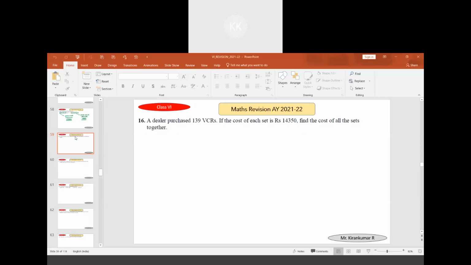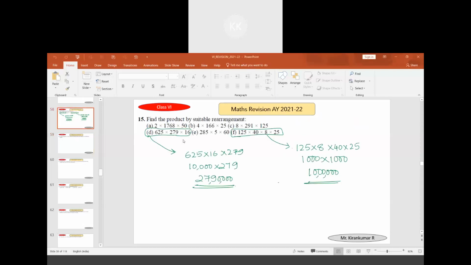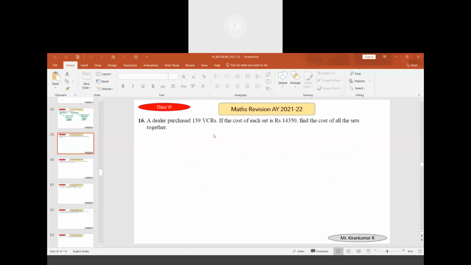We have discussed till the 15th question. The 15th was the last one, in which we had used rearrangement to find the product. Now we have word type problems related to whole numbers. Shall we start?